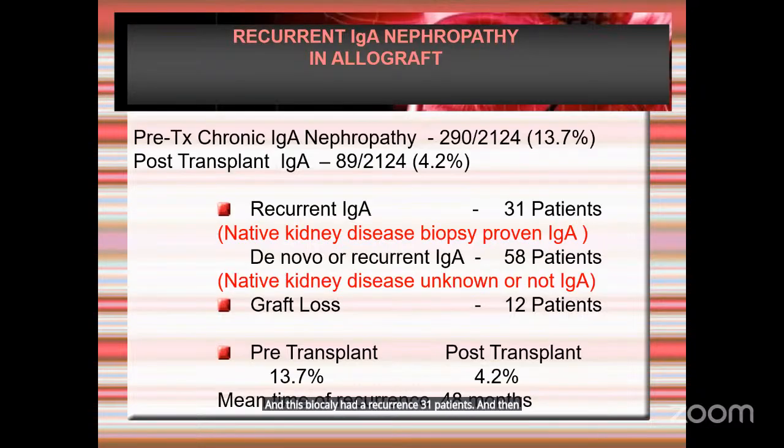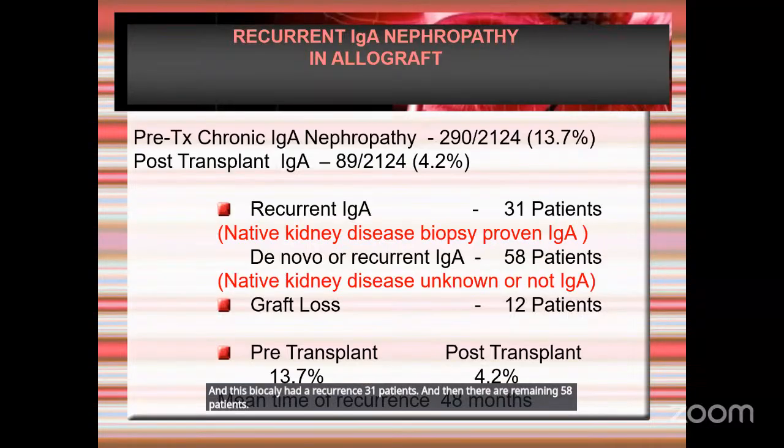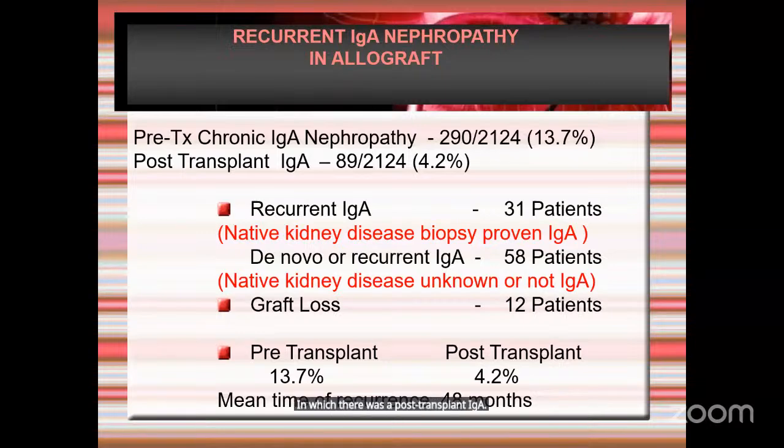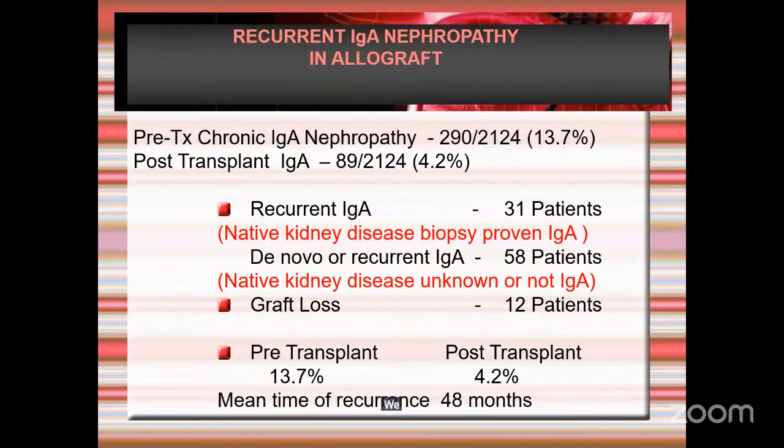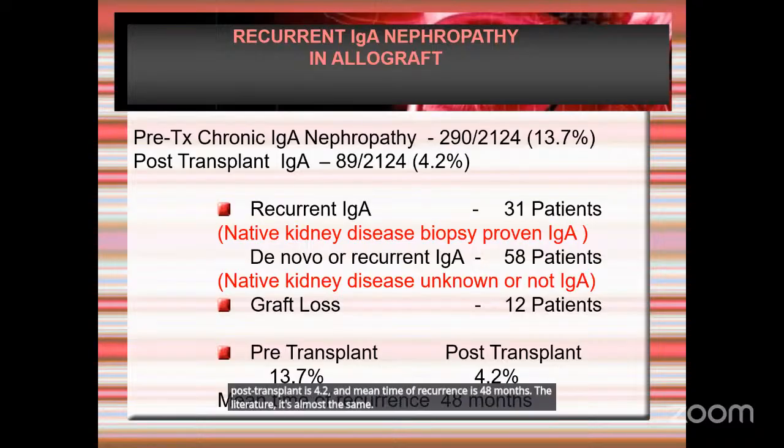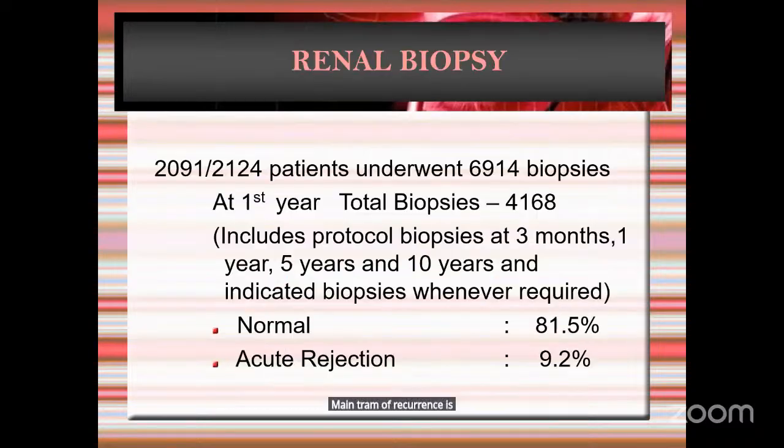And then there are the remaining 58 patients in which there was post-transplant IgA. This could have been recurrent or new, because I don't know their original diagnosis. They were not biopsy-proven patients. We lost the graft in around 12 patients. Pre-transplant is 13.7%, post-transplant is 4.2%, and mean time of recurrence is 48 months. In the literature, it's almost the same.